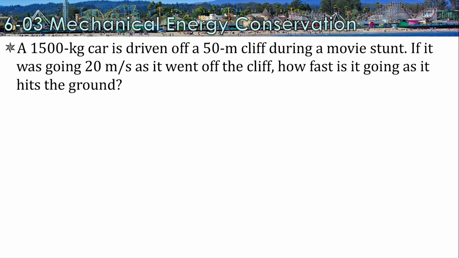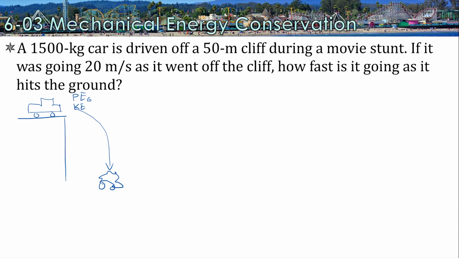A 1,500 kilogram car is driven off a 50-meter cliff during a movie stunt. If it's going 20 meters per second as it went off the cliff, how fast is it going when it hits the ground? So we have our car up here, and then we have the car crumpled up down there. So at the start, we have some height, so we have gravitational potential energy, and it's moving, so we have kinetic energy.